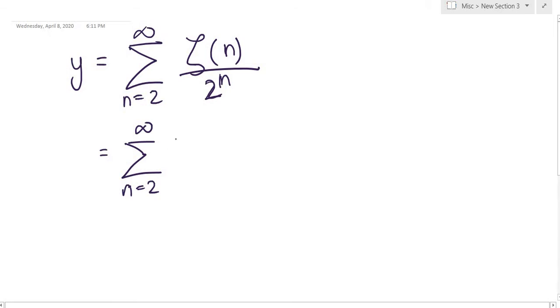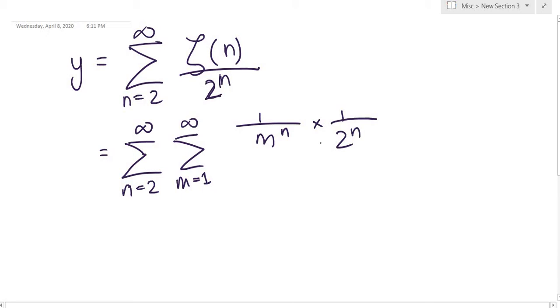So inside this infinite sum, I'm going to have another infinite sum, but this time we have an index m equals 1 to infinity. And then what's the Riemann zeta function? Well, it's 1 over this index m to the nth power, right? And that's being multiplied with 1 over 2 to the nth power.